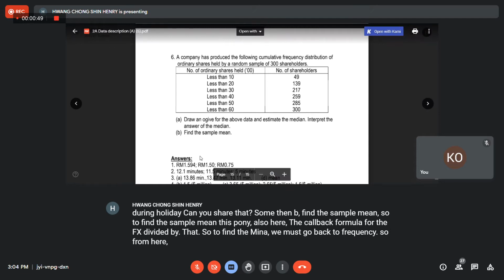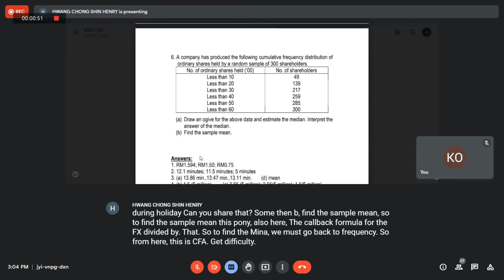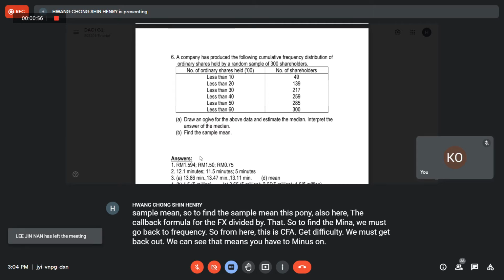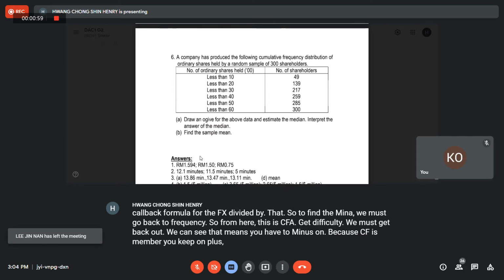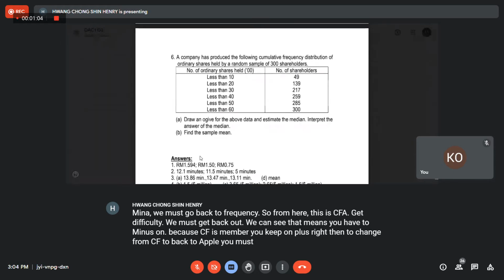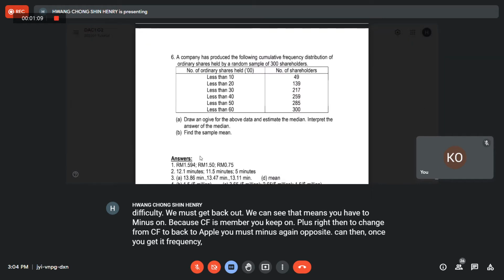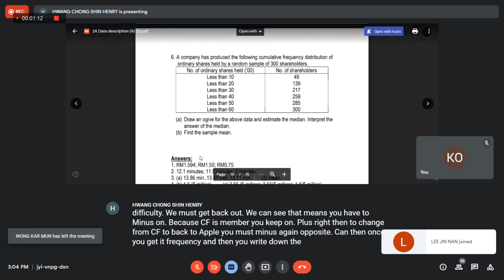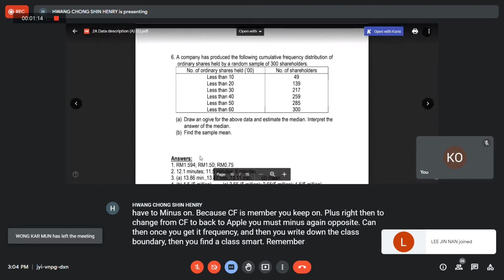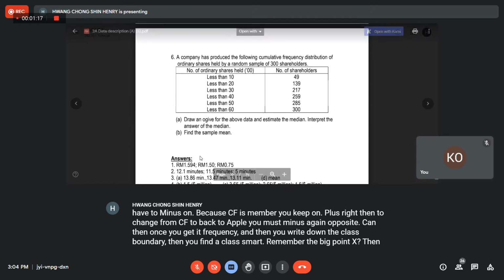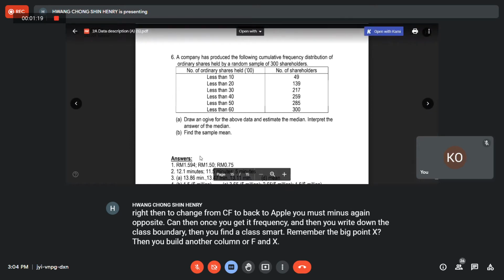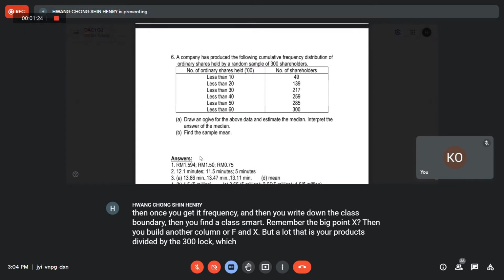So from here, this is CF, cumulative frequency. We must get back our frequency. That means you have to subtract, because CF, remember, you keep on adding. To change from CF back to f, you must subtract again, the opposite. Once you get the frequency, you write down the class boundary, then find the class mark, remember the midpoint x. Then you build another column for f times x, total up. That is your total fx divided by the 300, which is your total frequency.